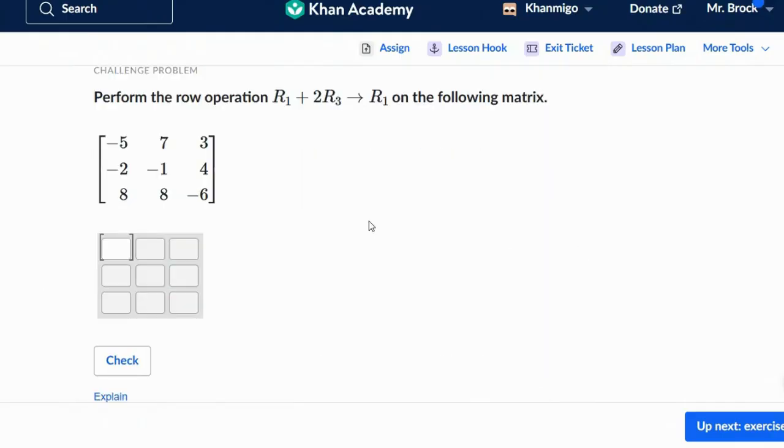All right. Let's look at this one. This is a challenge problem. Look what's happening to row 1. Row 1 plus 2 times row 3 is the new row 1. So I'm going to go ahead and put the second and third row while you're trying to figure out what the first row is, because it did not change the second and third row, only the first row. But you have to take row 1 plus 2 times row 3.